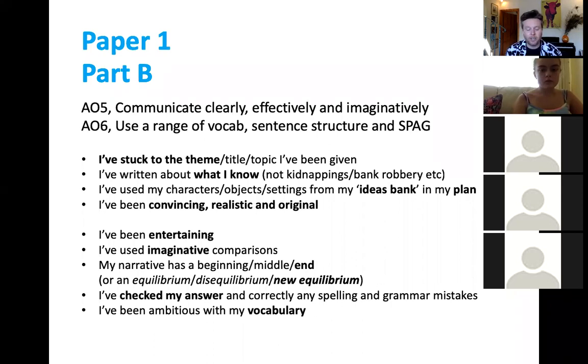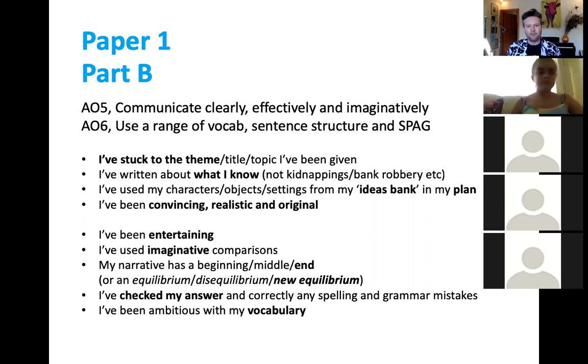Make sure you're entertaining as well. Imagine you've got this poor examiner who's going through stacks of papers. A lot of the stories are quite boring, or the descriptions are slightly boring, I'm afraid to say. This is from their mouths, not mine, but they have said that they do find this one a bit of a struggle because some of them are quite boring. So entertain them, make sure it's enjoyable to read. Make sure you use imaginative comparisons as well.